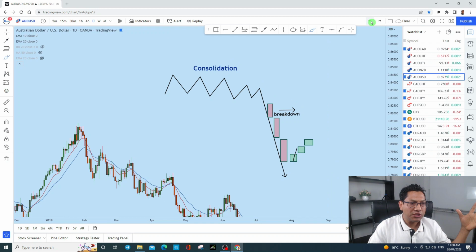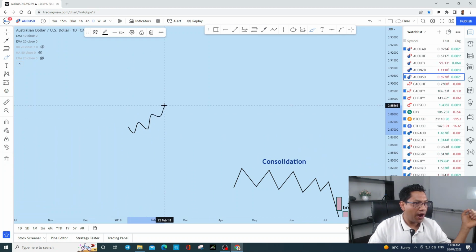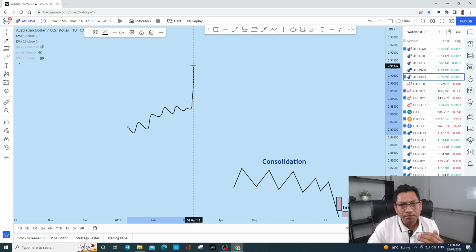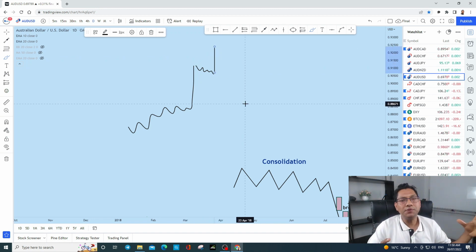Similarly, if you see an uptrend, let's say like this, where the price was creating a series of higher lows and consolidating, and then broke to the upside, a strong breakout followed by slower candles in comparison with the breakout candle, that is a sign of further continuation to the upside. So let's see a couple of examples on this.